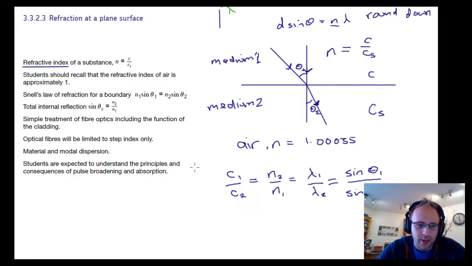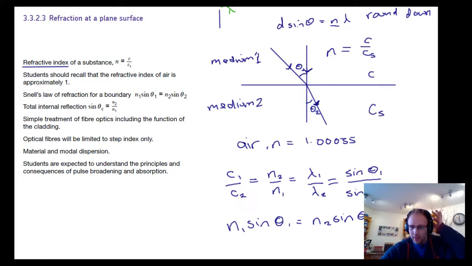We can rearrange this to find our expression of Snell's law. So if we ignore this one, ignore this one, then we get n2 over n1 equals sine theta 1 over sine theta 2. If we rearrange that, we get n1 sine theta 1 equals n2 sine theta 2. So you can tell angles of refraction if you know the refractive indices and the angle of incidence, or you can tell the refractive index if you know some other things. You can use this to find refractive index or angle of incidence and angle of refraction.